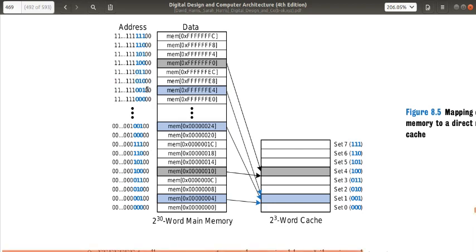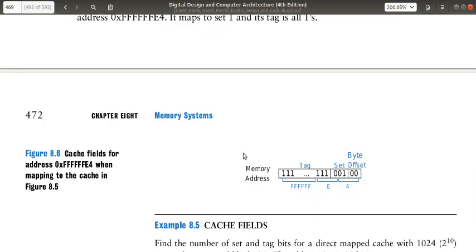So the tag bits will also be stored along with the cache memory, along with this set, so that we know this particular set has a tag this much, which corresponds to a particular main memory address. So this is how a 32-bit main memory address is divided. Like I said, there will be 3 set bits. This is for our particular example of a 32-bit physical address and an 8-word cache memory.